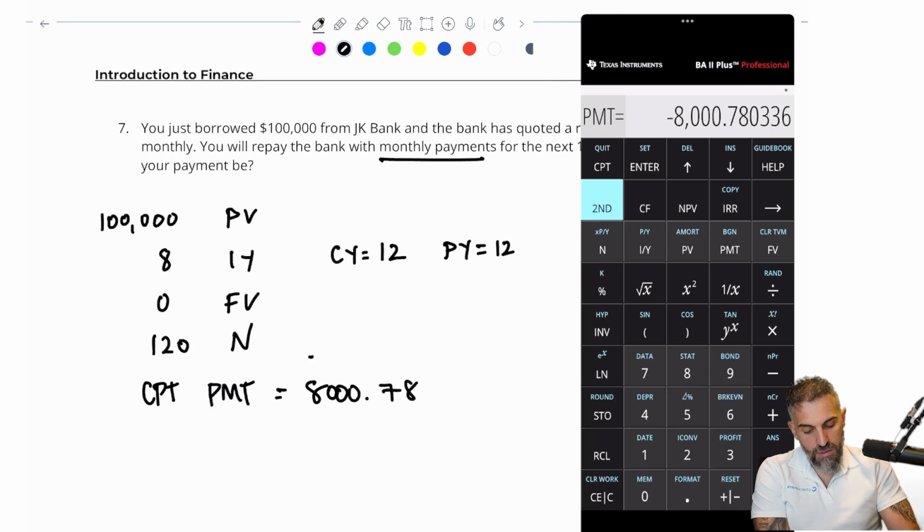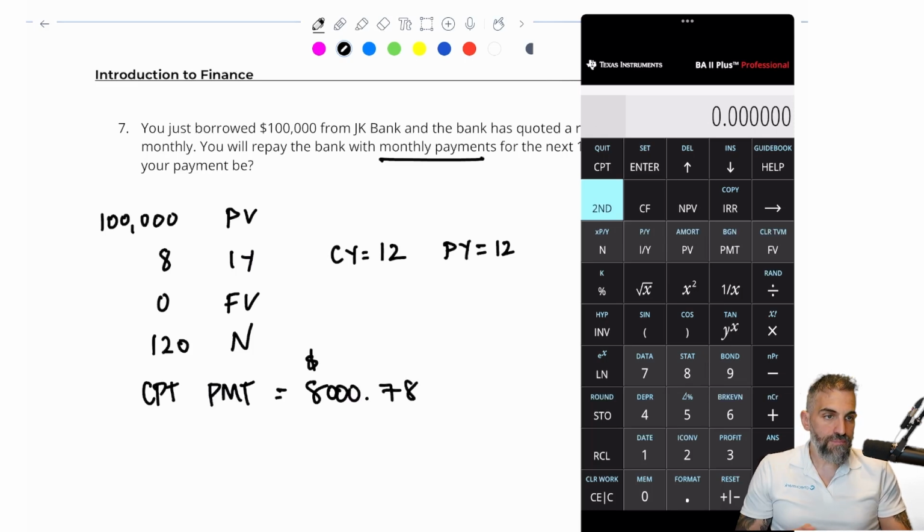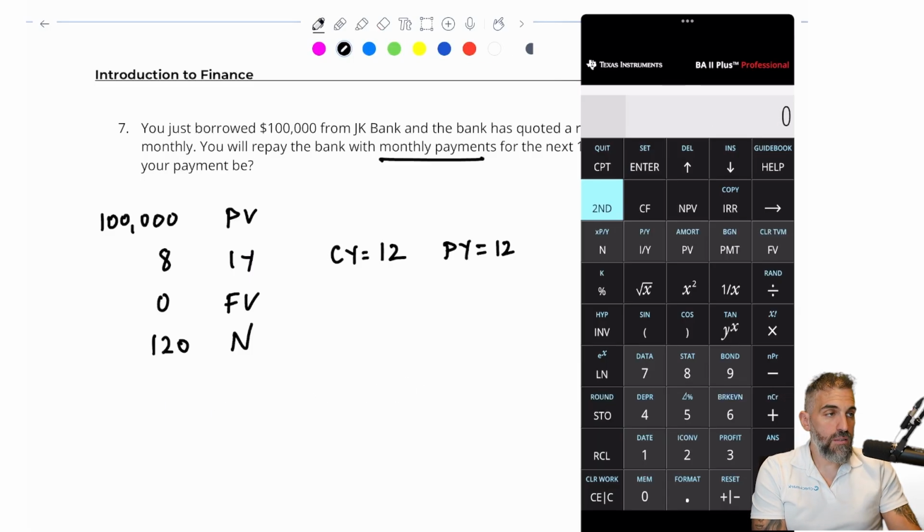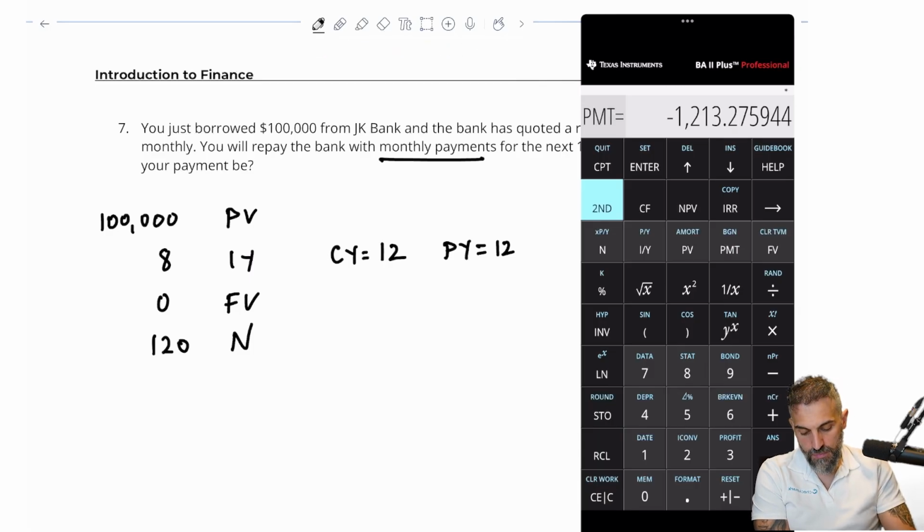$8,000.78. Just punch it in a second time to be sure. Yeah, it's wrong. That should be 12. Okay, before hitting compute, I need to go in and change my PY and CY to 12. So 12 and 12. Compute payment. So there you have it.